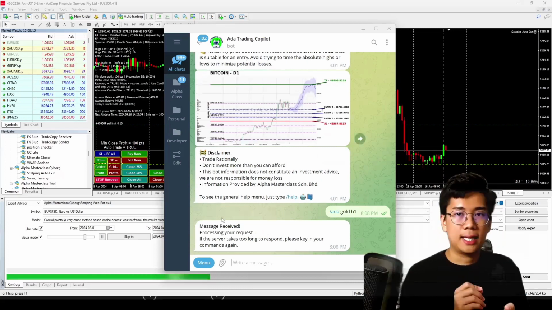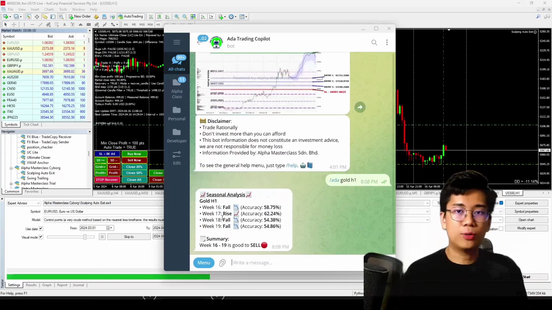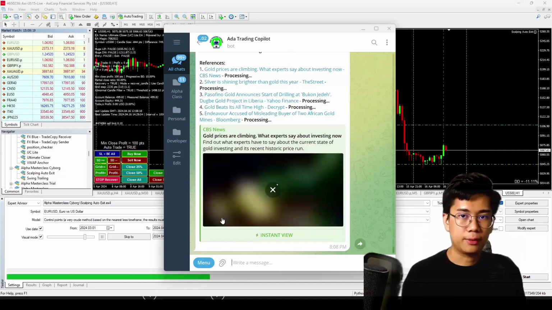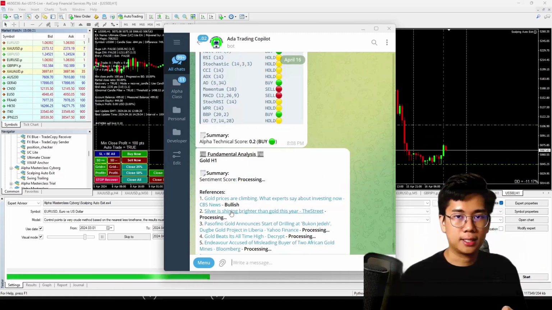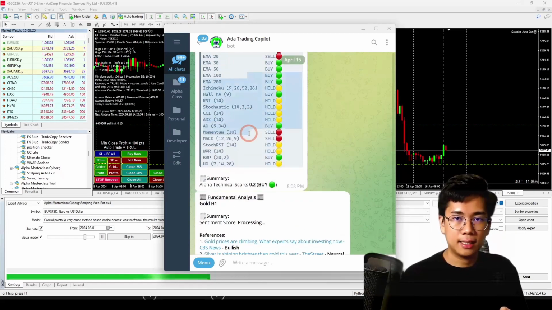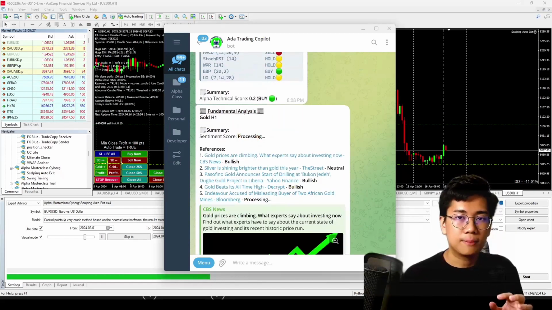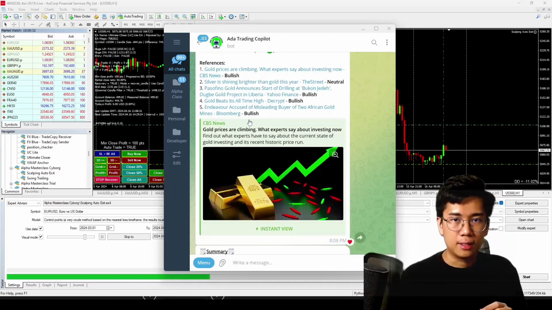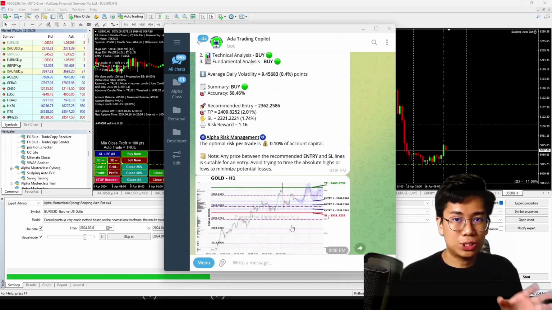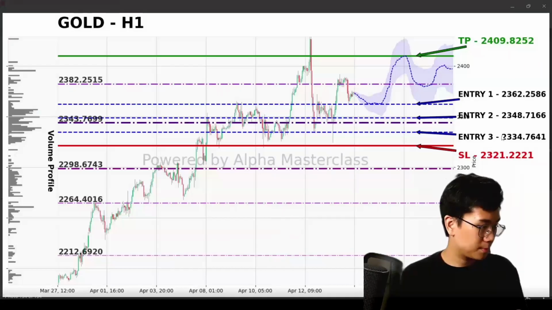Okay, so this is the ADA Trading Copilot. All of you guys will be having this, so you can get this from my team. Now what you guys are seeing here is the gold market. We have done the forecast, the technicals of it, and also the market news of the gold market. All right, so you can read through this if you're interested, but what we are interested in is this pricing.